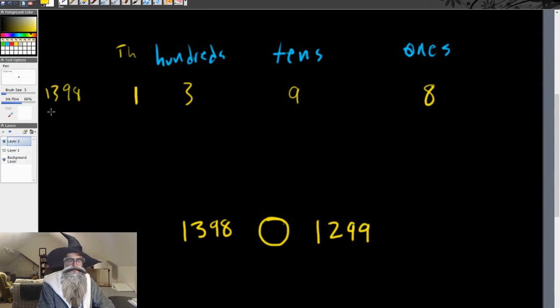1,398. And we're going to compare this number to 1,299. Just by looking at these two numbers without putting them onto this place value chart, do you know which one's larger? And then more importantly, how do you know? If you can tell me how you know, then you can use that for more challenging comparisons.